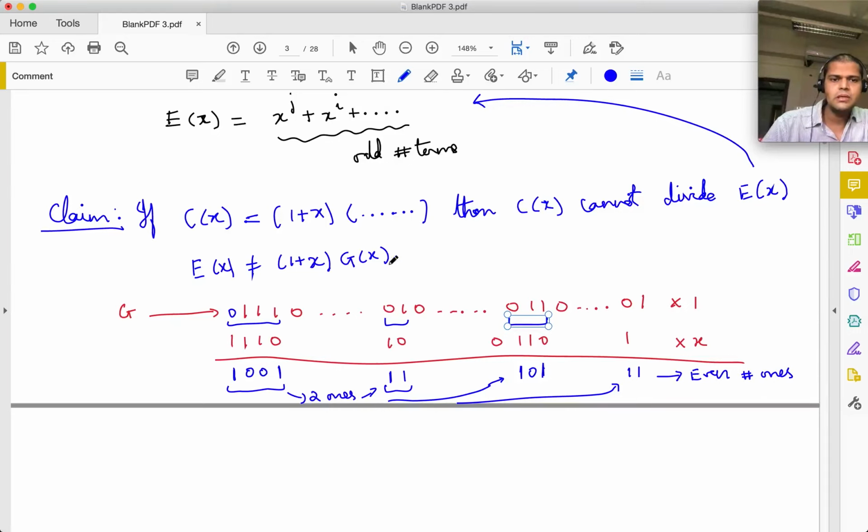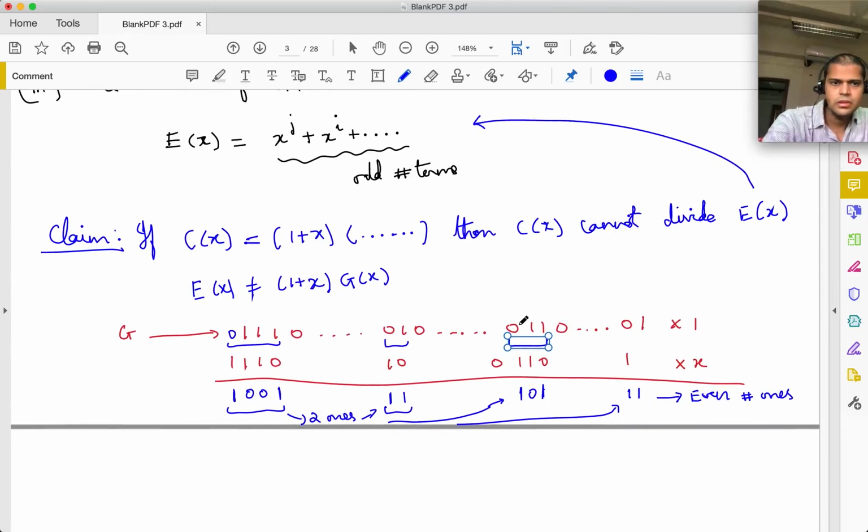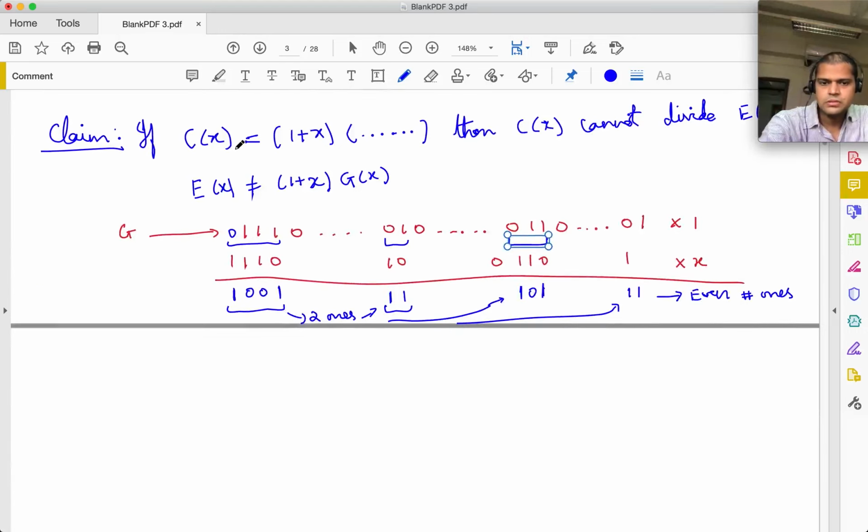Okay, which means that you will never end up with an odd number of terms. So the number of terms over here is always going to be even. You're never going to be able to write 1 plus x times any g of x as an odd number of terms. So now again we are in business. If you can find a c of x which has the factor 1 plus x, then it's going to be able to pick out all odd numbers of errors.